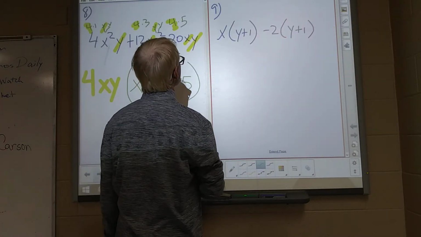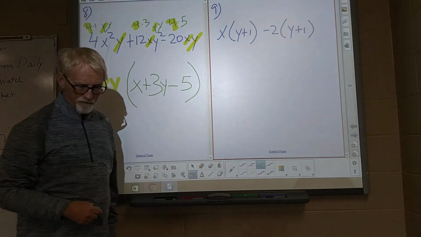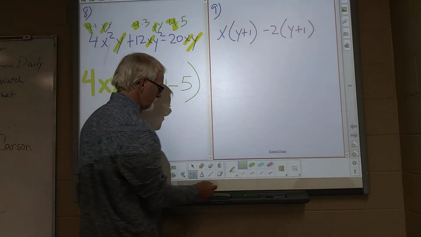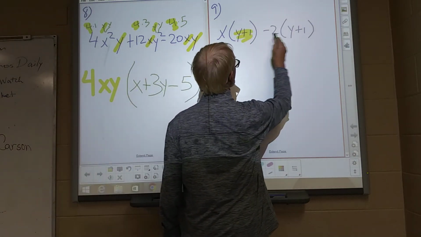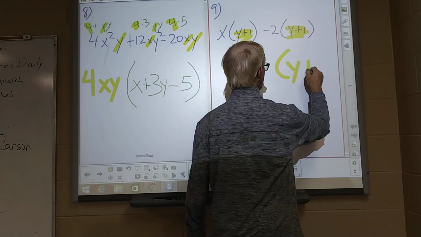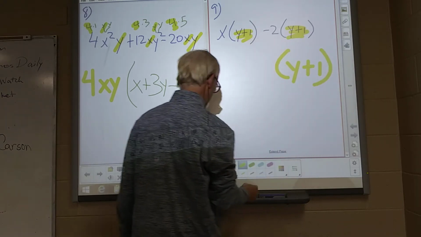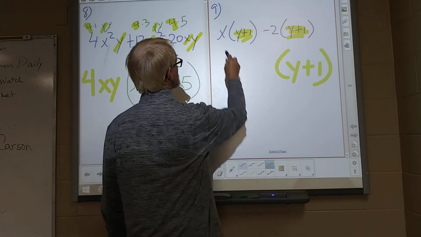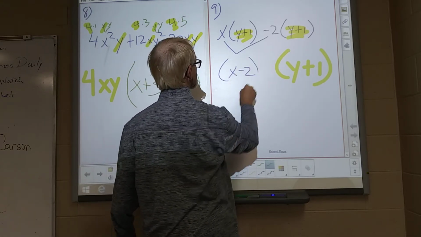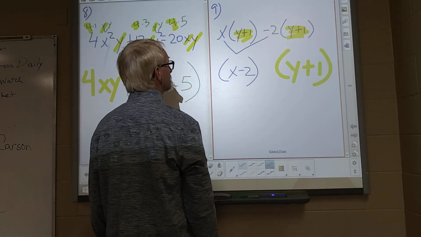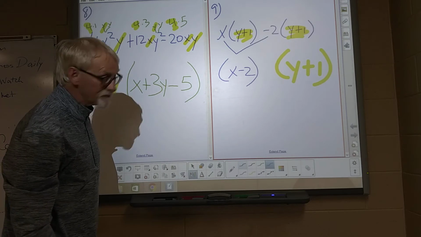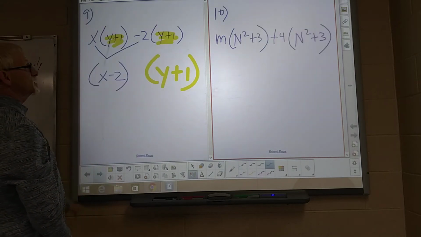Let's do number 9. Now this is called factor, and here you have this common term. So you notice the y plus 1 and the y plus 1 are the same. So we can just make that y plus 1. Then the other part is going to be x minus 2. So you have x minus 2 times y plus 1. And that's just a way to factor them when you have a common term inside the bracket.